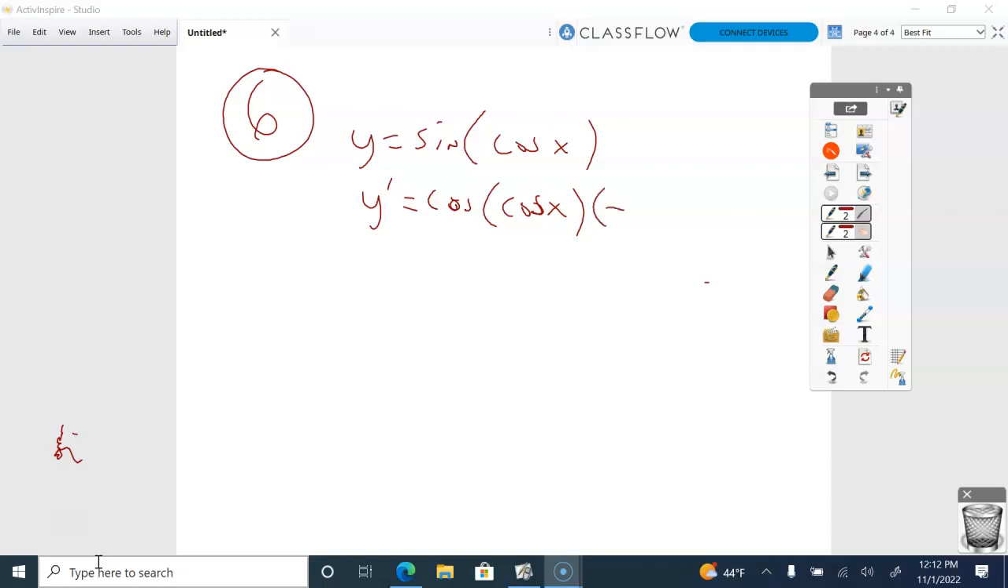Negative sine x. Now, to make it look better, first I move that to the front. That's it.